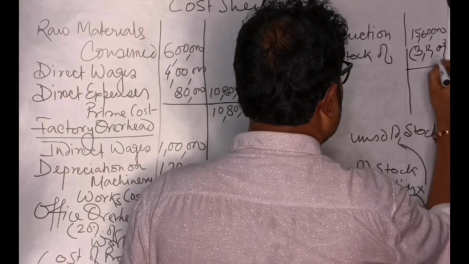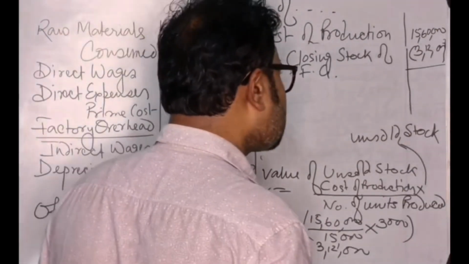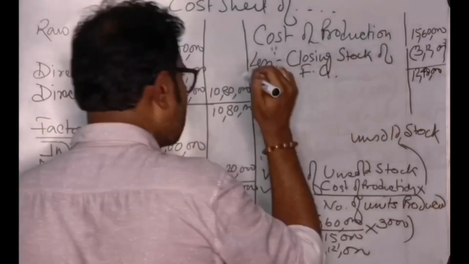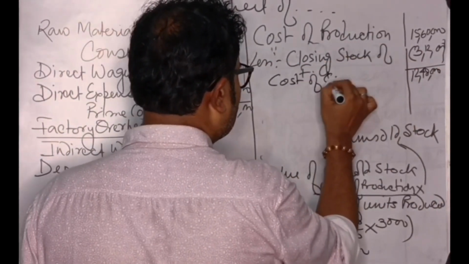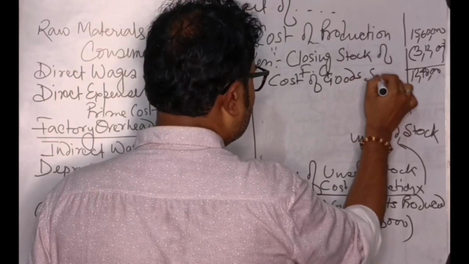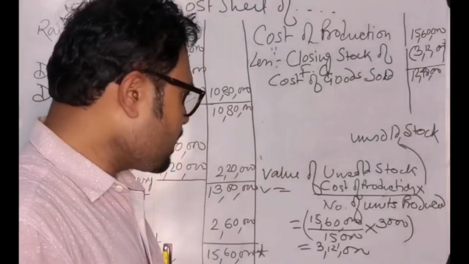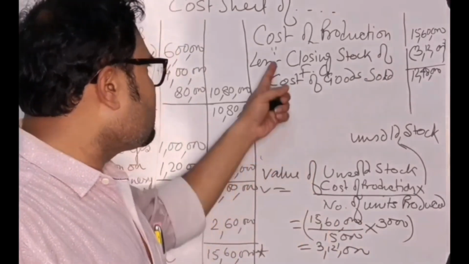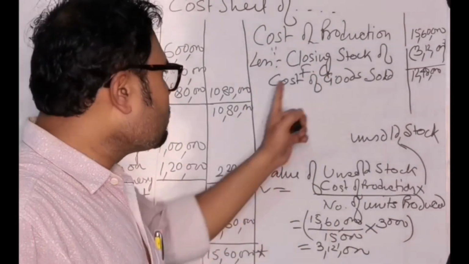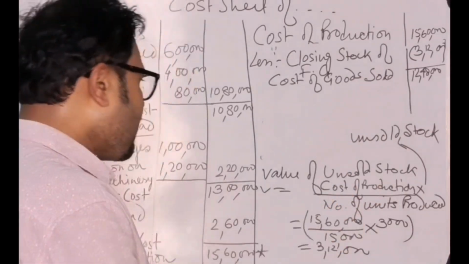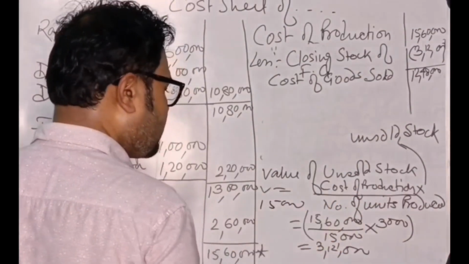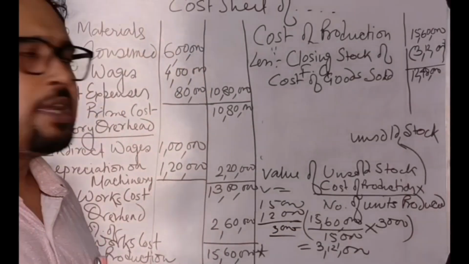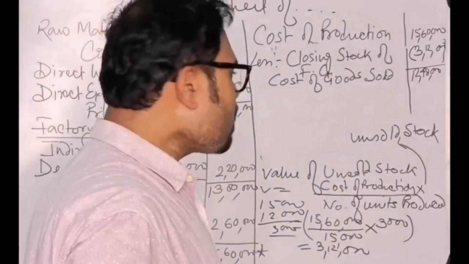How much will it come? 15,60,000 minus 3,12,000. It will be 12,48,000. And this is called cost of goods sold. Sanju, try to understand that 15,60,000 is the cost of production. Now, you may ask, sir, there is no opening stock of finished goods, how will you know that there is a closing stock? See, I have produced 15,000 and sold 12,000. Where do the 3,000 go? 3,000 are lying in hand. That's why I made it closing stock of finished goods.